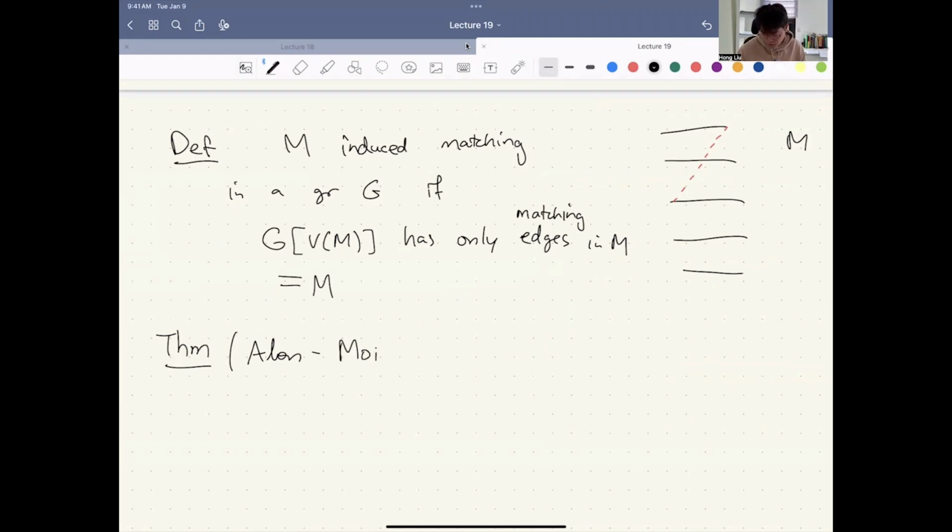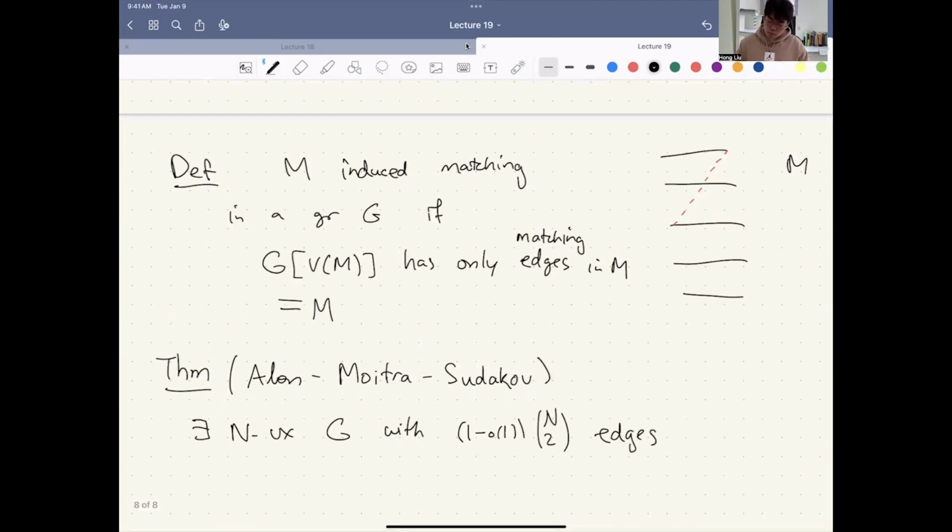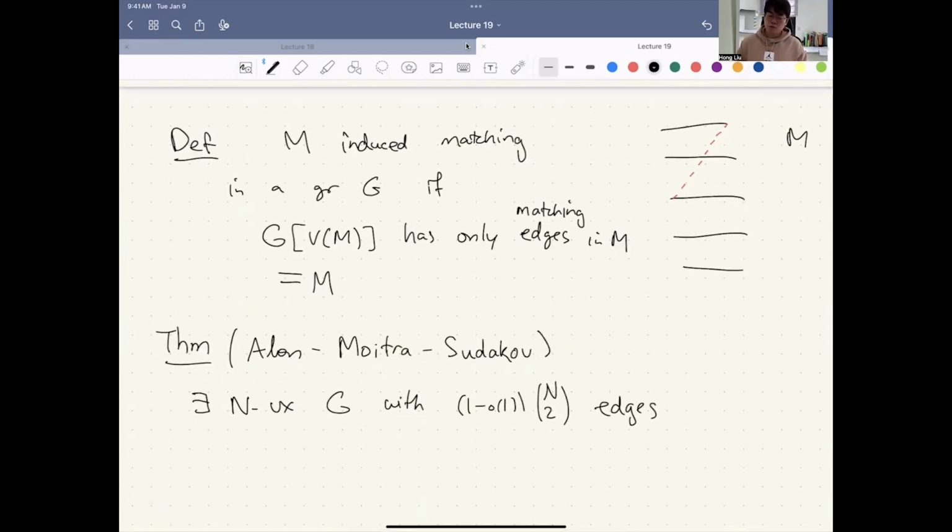Moitra and Sudakov. They prove that actually you can construct a graph that's almost complete. Edge density 1, there exists a graph G, let's say N vertices, with edge density 1, such that its edge set can be decomposed into slightly superlinearly many matchings, each of size almost linear in N. And each matching is an induced matching.